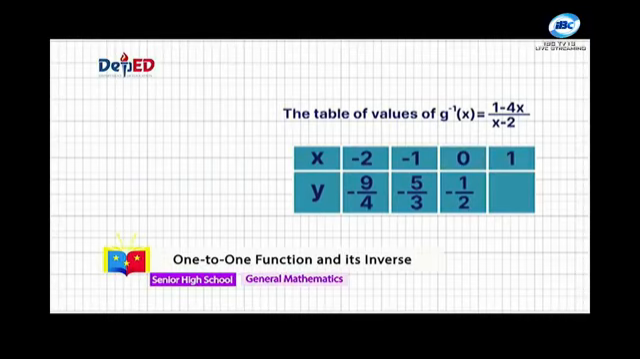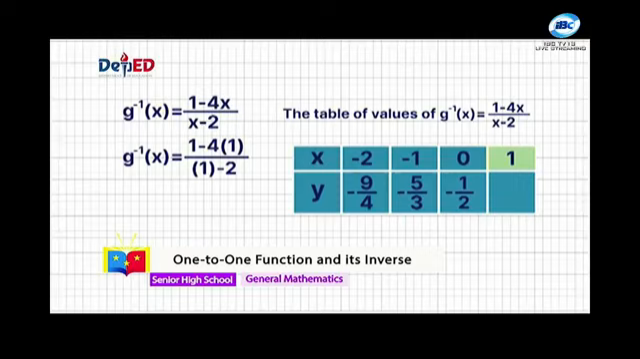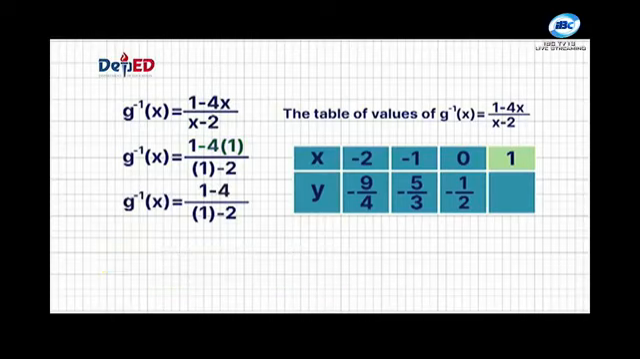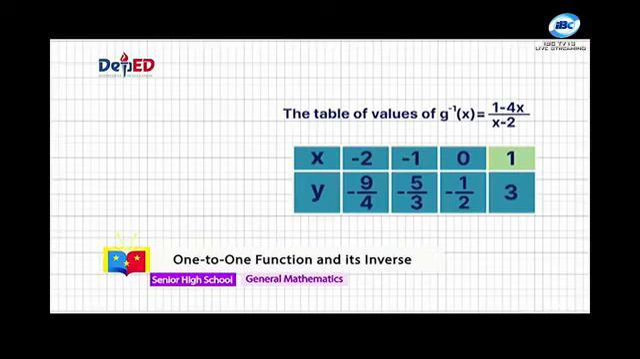Let us now have x equals 1. The inverse is now equal to (1 minus 4 times 1) all over (1 minus 2). -4 times 1 is -4. 1 minus 4 is -3. And 1 minus 2 is -1. And -3 over -1 is simply +3. Thus, y is 3 when x is 1.